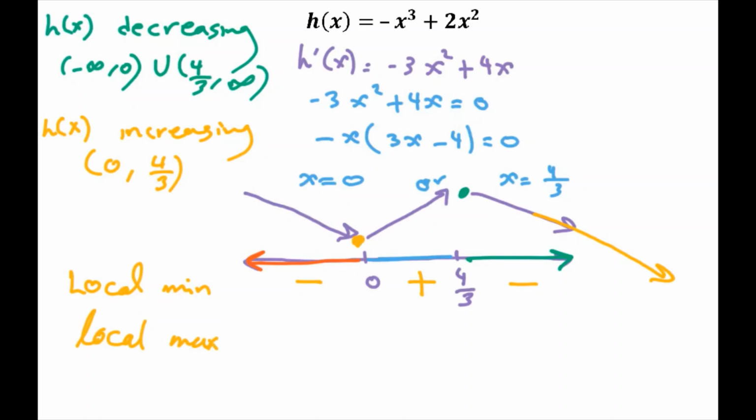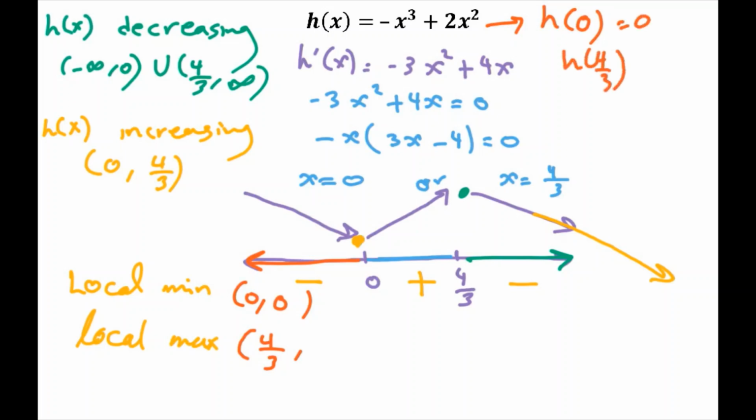Local minima at the point 0, comma, maxima 4 over 3, comma. Now, in order to find the y-coordinate, you will go here and find h(0). h(0) is basically going to be 0, and you will find h(4/3), and that's going to be 32 over 27.